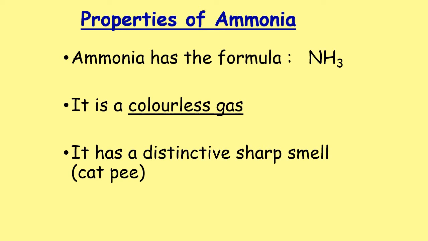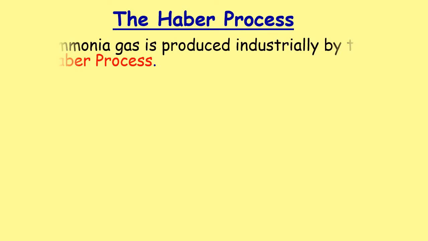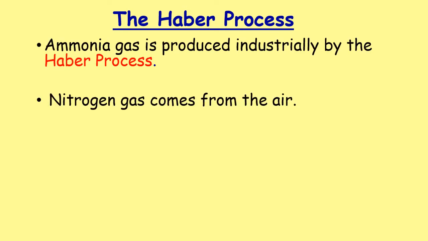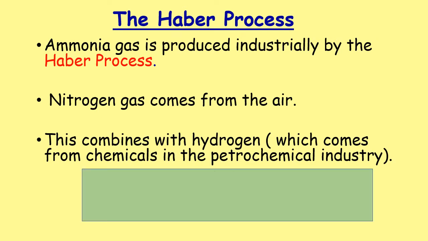Also, we know that the shape of NH3, from work we did in Unit 1, is trigonal pyramidal in shape. Now, the Haber process is the process by which ammonia is made. So ammonia is made from nitrogen gas, which we find in the air, and it is combined with hydrogen, which is produced in the petrochemical industry. And the petrochemical industry is the oil industry, essentially.